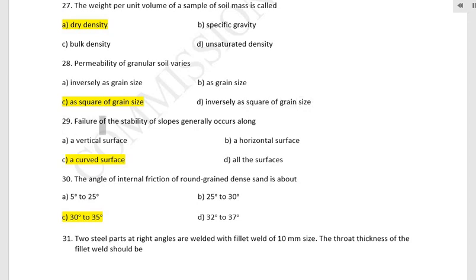29. Failure of the stability of slopes generally occurs along: A. A vertical surface. B. A horizontal surface. C. A curved surface. D. All the surfaces.